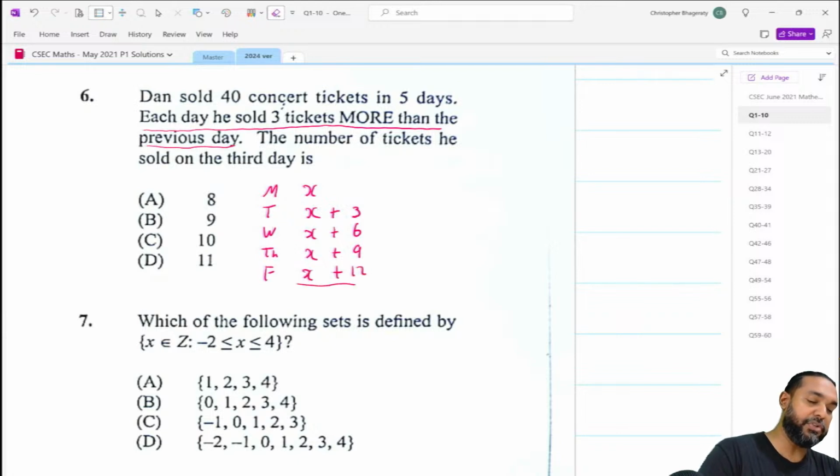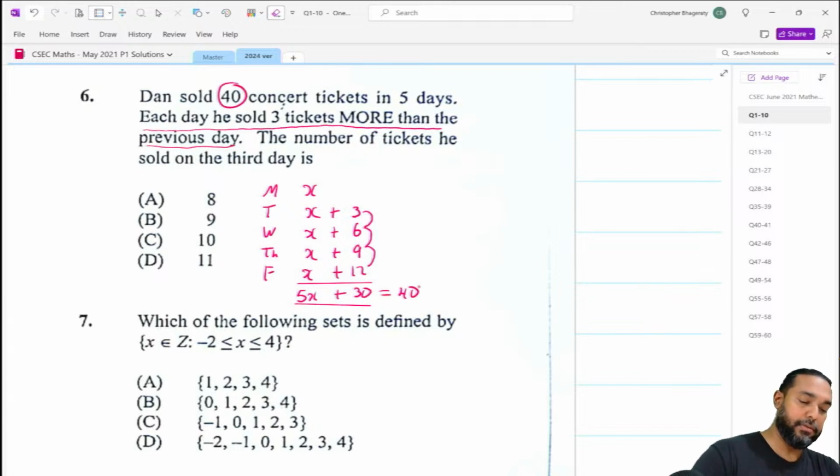So check it. If you were to total that now, you have 5 X's. X plus X plus X plus X plus X, right? So that's 5X. And now 3 plus 6 is 9. 9 and 9 is 18. 18 and 12 is 30, right? Now, we know this is equal to 40 because they told us so. So let's bring this up here now and see if we can work it.